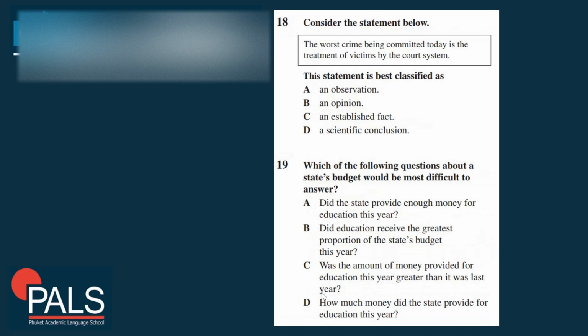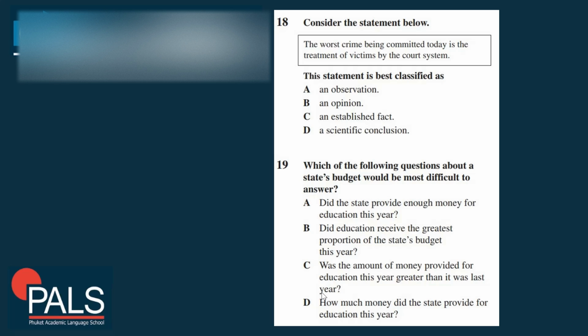18. Consider the statement below. This requires you to have some factual-based knowledge about opinions, observations, facts, and conclusions. We need to understand what those terms mean. So, the statement is, the worst crime being committed today is the treatment of victims by the court system. Have a thought. Is that an observation, an opinion, an established fact, or a scientific conclusion? Go ahead, pause the video if you need more time.